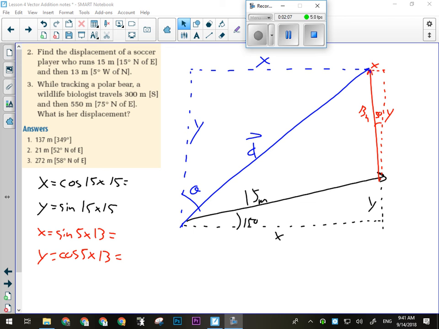All right, let's just walk through the next couple of steps here. If I want to find all the x's and all the y's, I've got to set up my trigonometry to find the x and y components of the 15 and 13 meter vectors. For the black vector, that's the 15 meter long one, x is the adjacent side, so I'll go cos of 15 times 15.